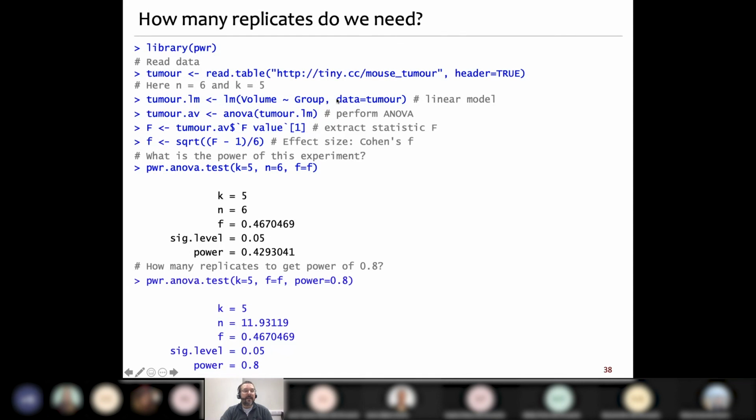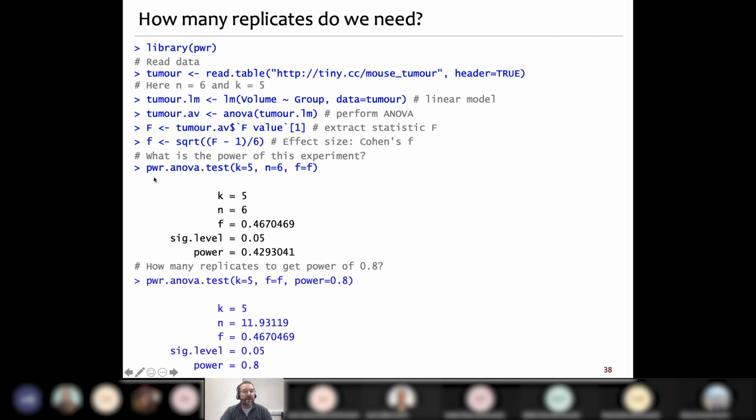You can follow these calculations by downloading data from this URL. First, you need to perform ANOVA. So as I told you before, you build a model of volume versus group. You perform ANOVA, and then in this rather nasty way, you need to extract statistic F from this object. You can simply perform ANOVA. It will show you things on screen. You can copy and paste if you just do this in RStudio in an interactive way. This is our test statistic, and small f is the effect size given by the formula from the previous screen.